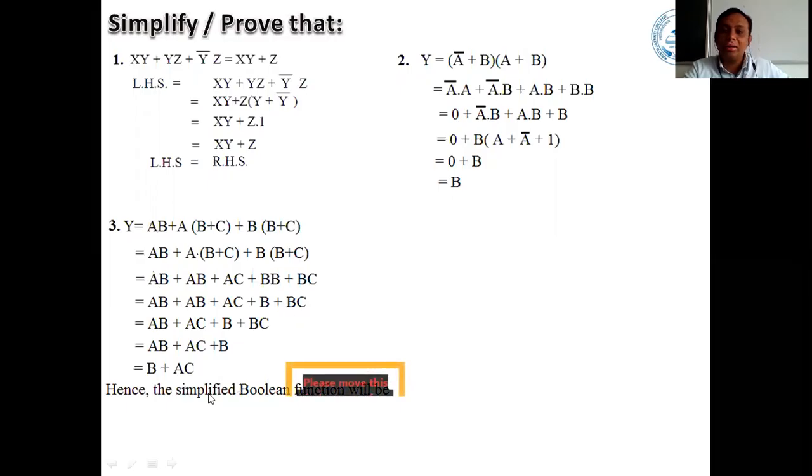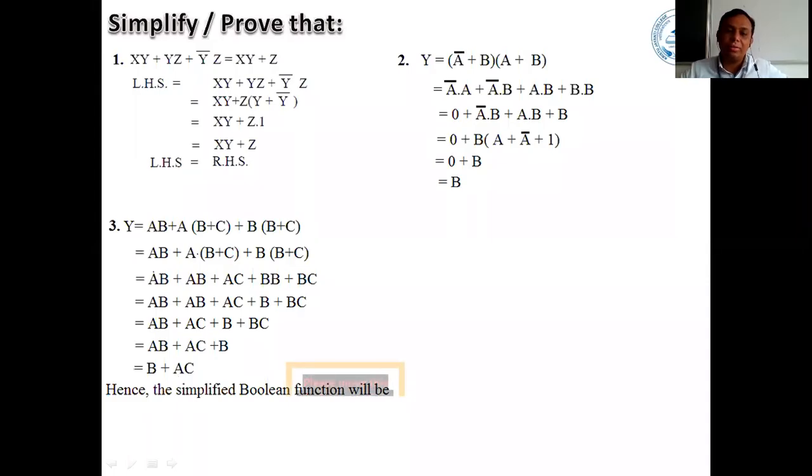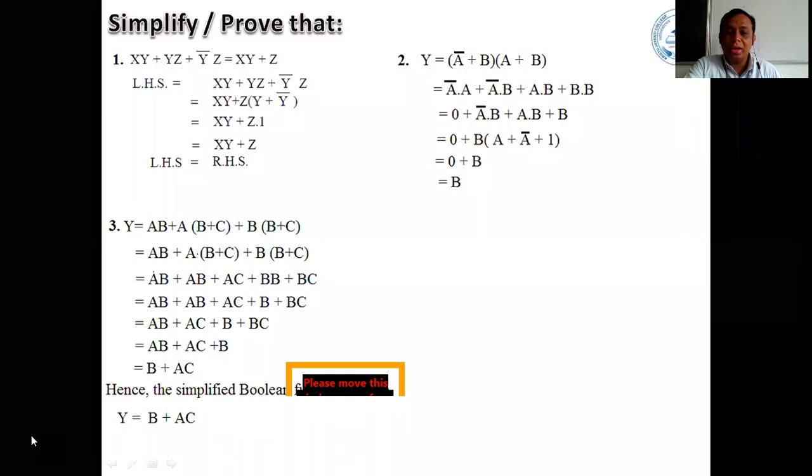Now let me check how many gates I require to construct this circuit. I require one AND gate and one OR gate. Earlier I wanted 3 AND gates and 4 OR gates, but now I require only one AND gate and one OR gate. So I have reduced almost 80% of the gates required. This is the simplified circuit, and the simplified expression is y is equal to b plus AC. And believe me, this expression will have the same output as the given expression.